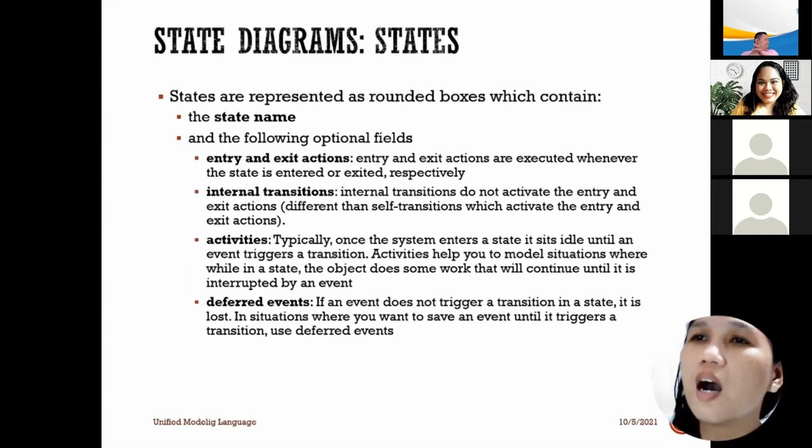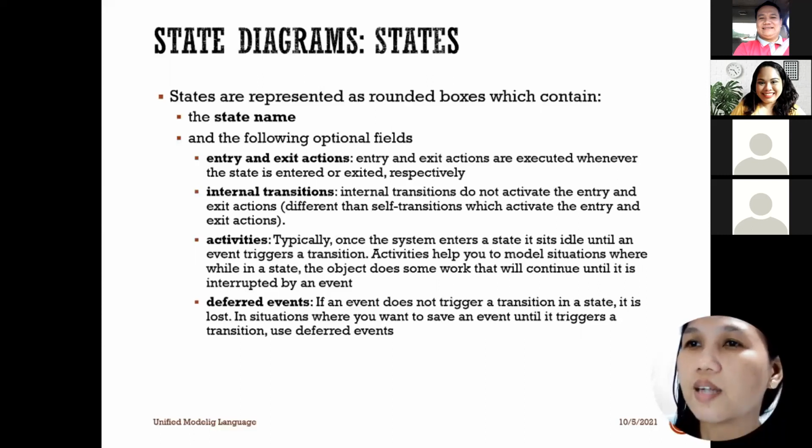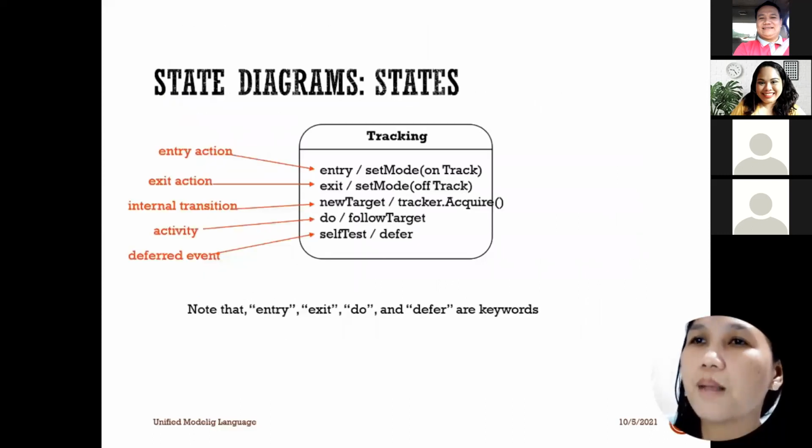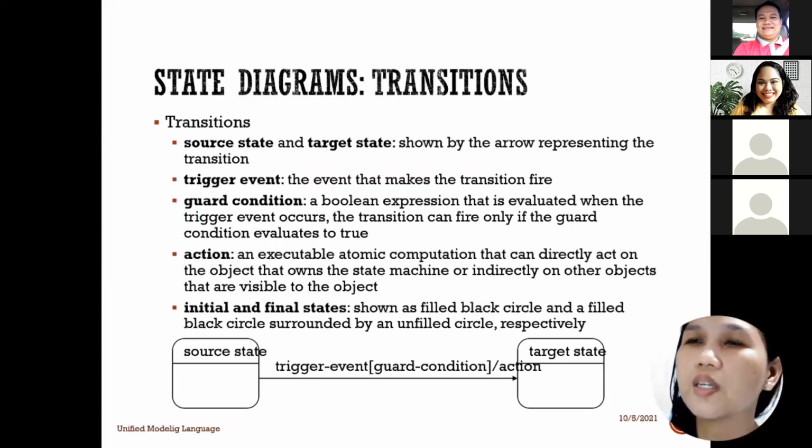In state diagrams, states are represented as rounded boxes which contain the state name. The following are optional fields: we have the entry and exit action, the internal transition, the activity, and the deferred event. Here is an example of a state diagram. We have the tracking. The entry action will be entry, then the exit action, the internal transition, which are the new target, the activity is do, and the deferred event is a self-test or slash defer. Note that entry, exit, do, and defer are just keywords.